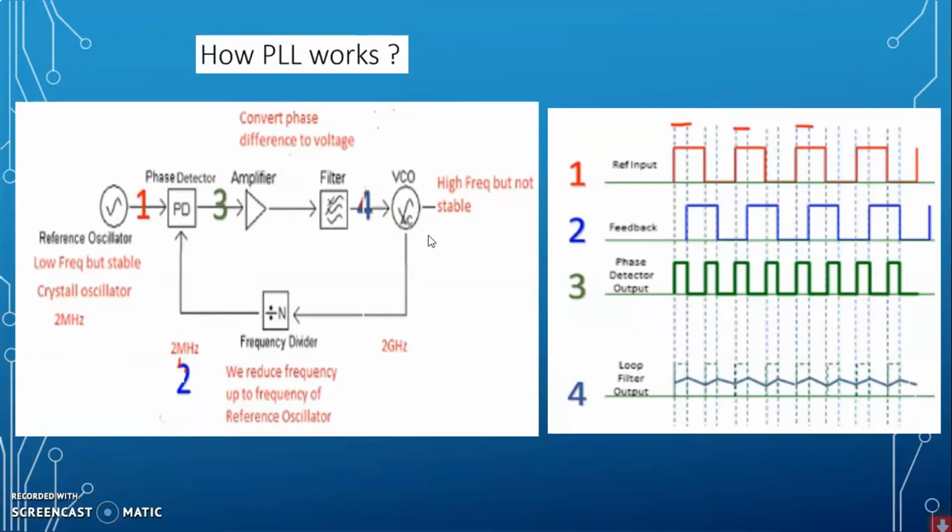Suppose due to temperature or noise, the voltage controlled oscillator output frequency changes. In this condition, the reference input signal frequency is not equal to the feedback signal frequency. The phase detector compares the phase angle of the feedback signal and the phase angle of the reference input signal. In this case, the phase difference is not constant for any cycle.